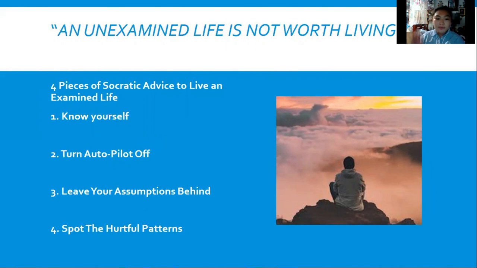Then next, spot the hurtful patterns. If we are already hurting in this kind of situation, why not we try not to tolerate things up? Because when we try to tolerate things up, mas lalo kang masasaktan. Unless ngayon, alam mo na, nasasaktan ka in that situation at mapipigilan mo na.